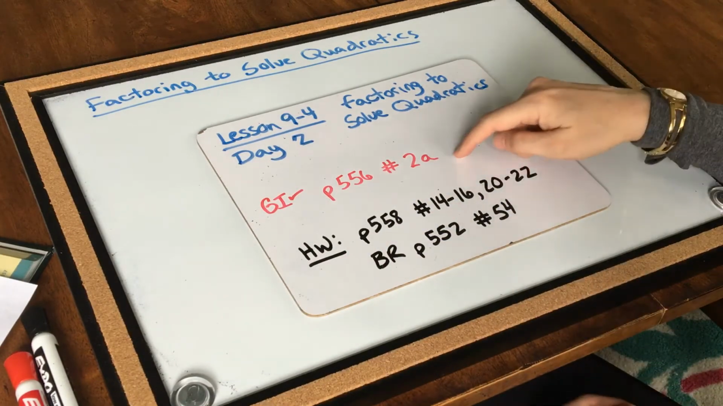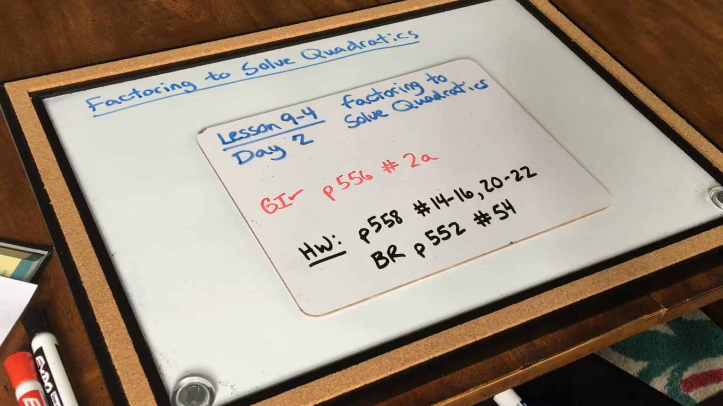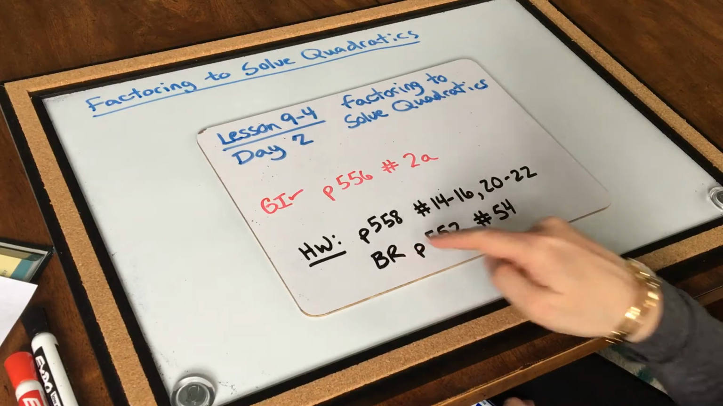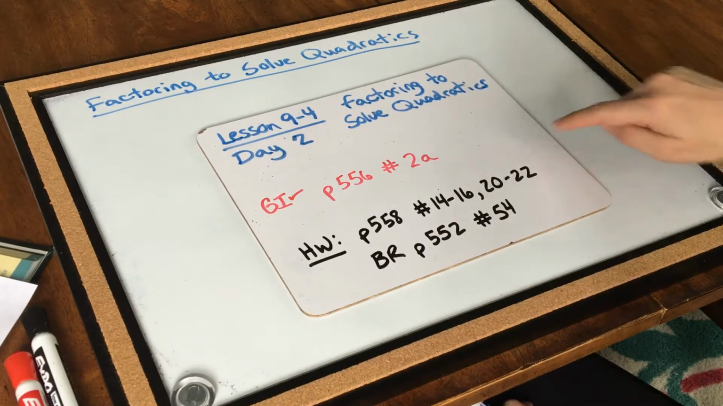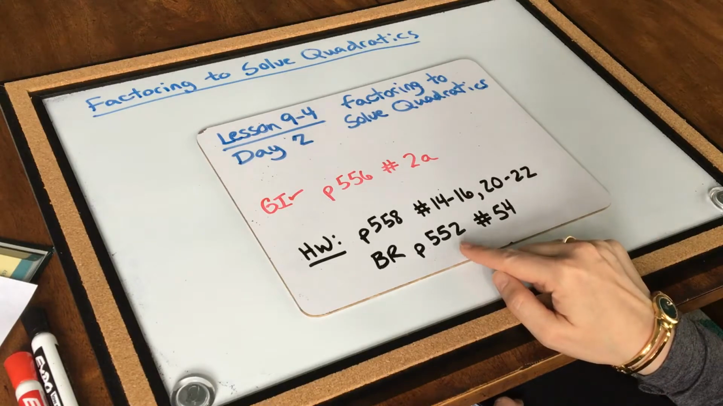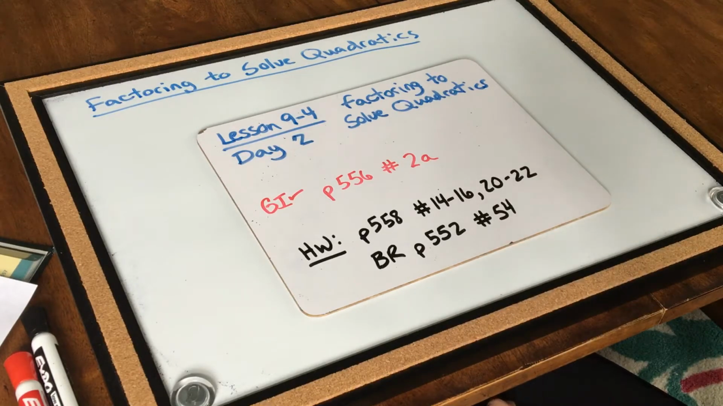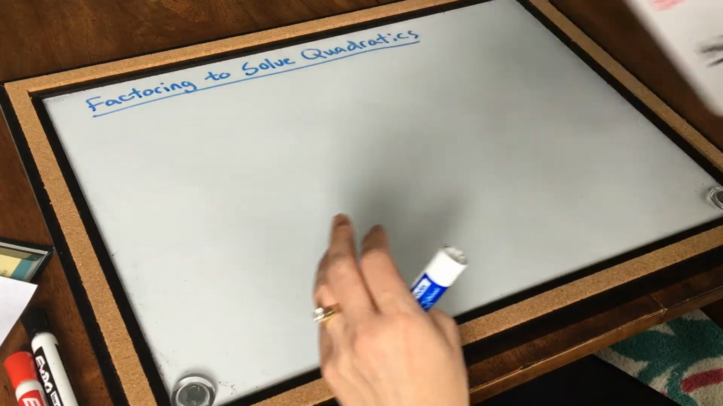together. Our gotta check is going to be page 556, number 2A, and our homework for tonight is page 558, numbers 14 to 16, and 20 to 22, and our bell ringer in 3 sentences is page 552, number 54. All right, let's get going with this.